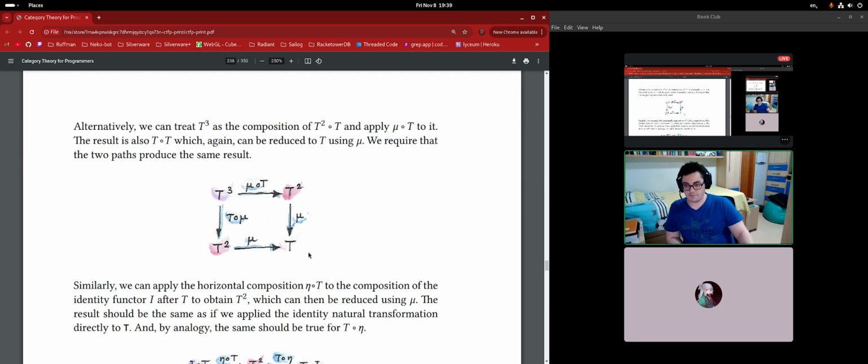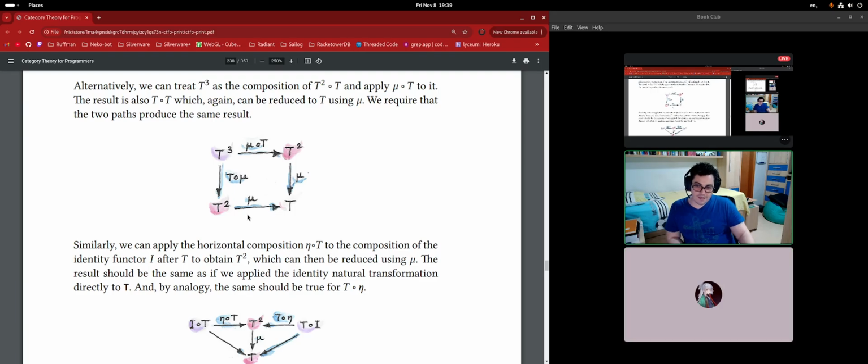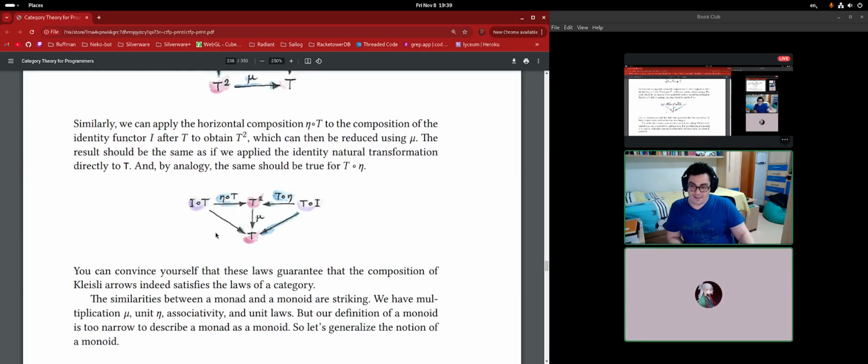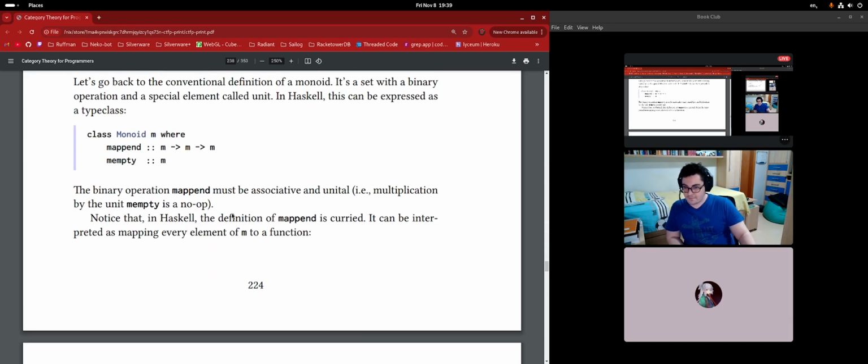If you think about it, it kind of makes sense because you have two things, you have a pair, basically, and you are going to a single one via mu. And in here, you are going from t to t again, and you pass through eta and it didn't matter. That's how I see it at least.